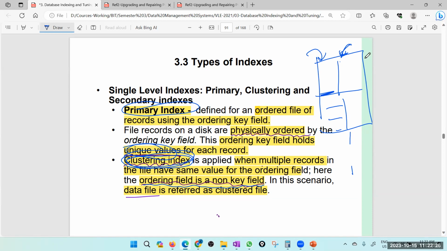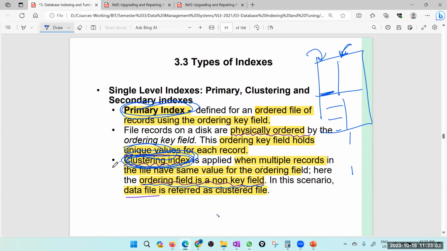Physically order means your data file is ordered like that. So now you can see that you can have either a primary index or a clustering index. You can't have both, because you can't order by both employee number and department number. Either you order by employee number, then it's a primary index, or maybe you order by department number, then it's a clustering index. Or maybe you order it by email address. Because you are ordering your data file, you can have only one of the primary index or clustering index, and most of the time you will have a primary index.